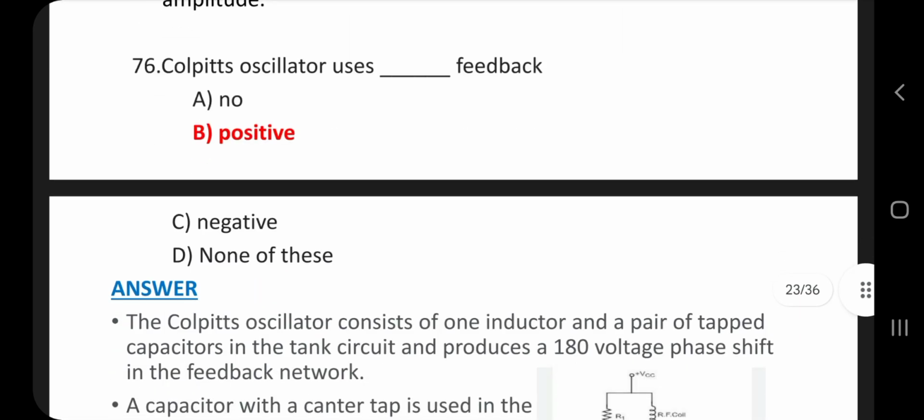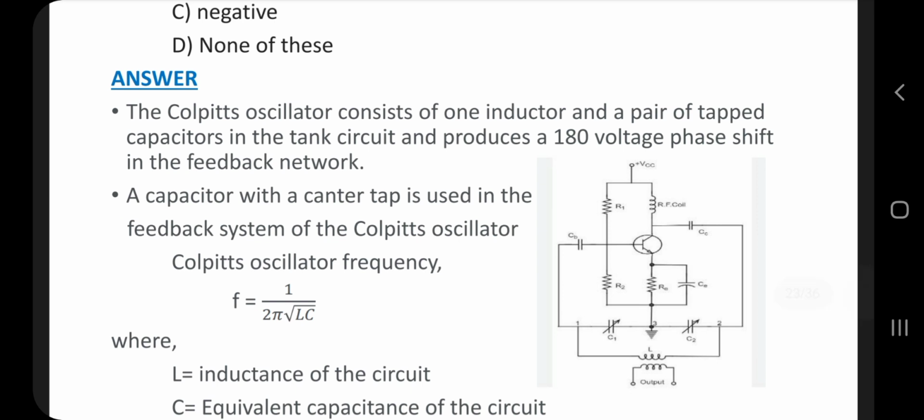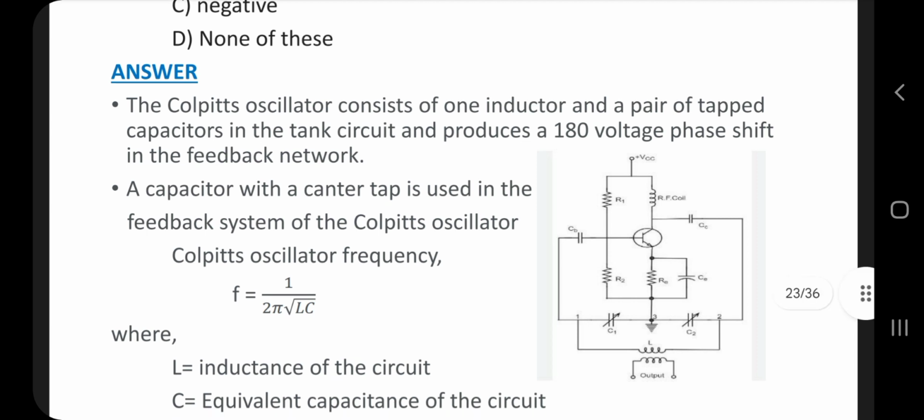Question number 76. Colpitts oscillator uses dash feedback. Answer is option B, positive. The Colpitts oscillator consists of one inductor and a pair of tapped capacitors in the tank circuit and produces a 180-degree voltage phase shift in the feedback network. A capacitor with a center tap is used in the feedback system of the Colpitts oscillator. This is a circuit of the Colpitts oscillator.